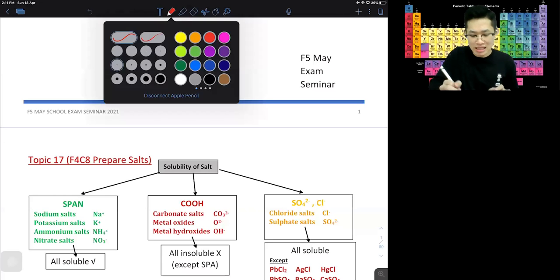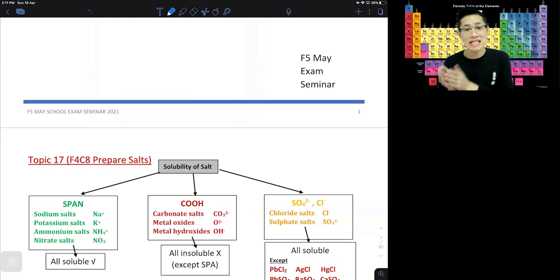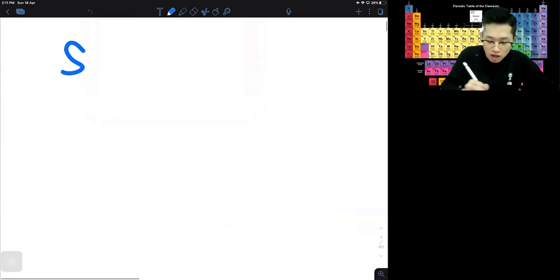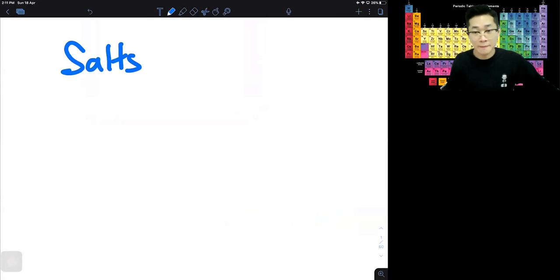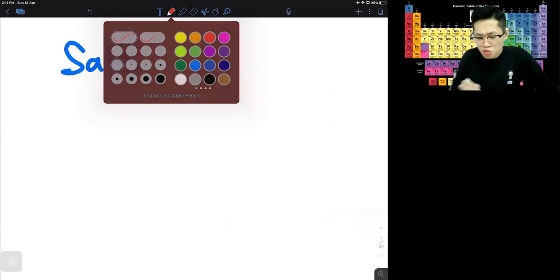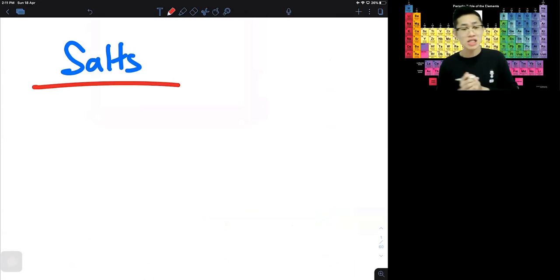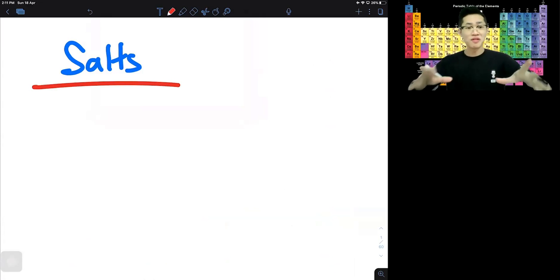For chapter 6, the parts after acid and base, that means we'll be mainly doing salt today. Why do we choose to do salt? Because salt is one of the most important chapters in your Form 4 and Form 5.